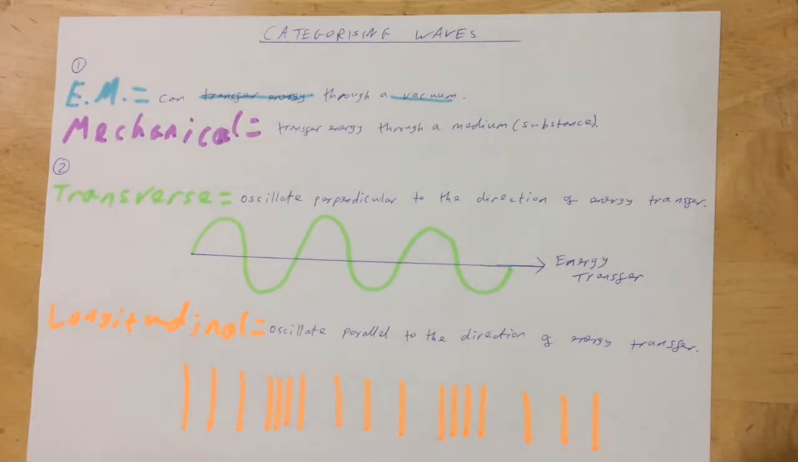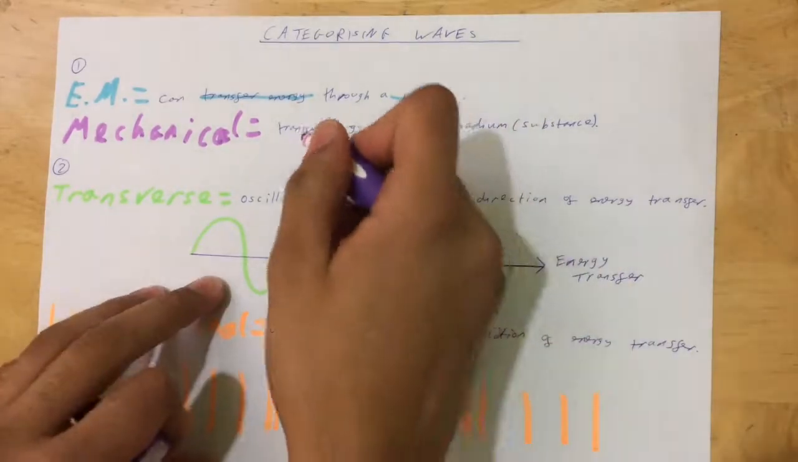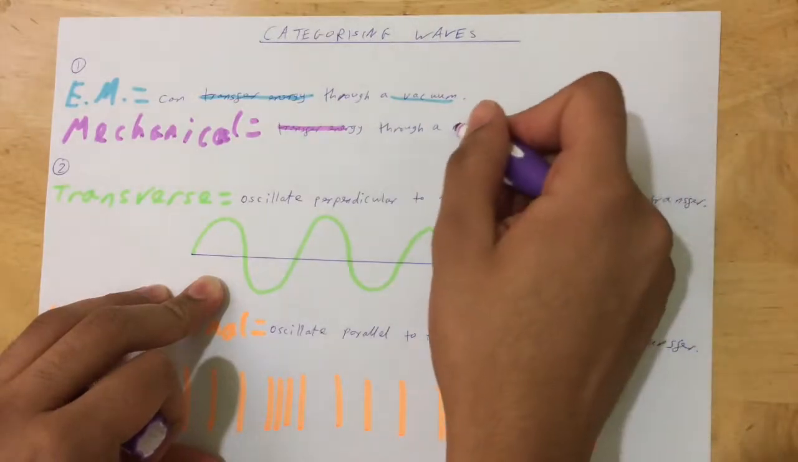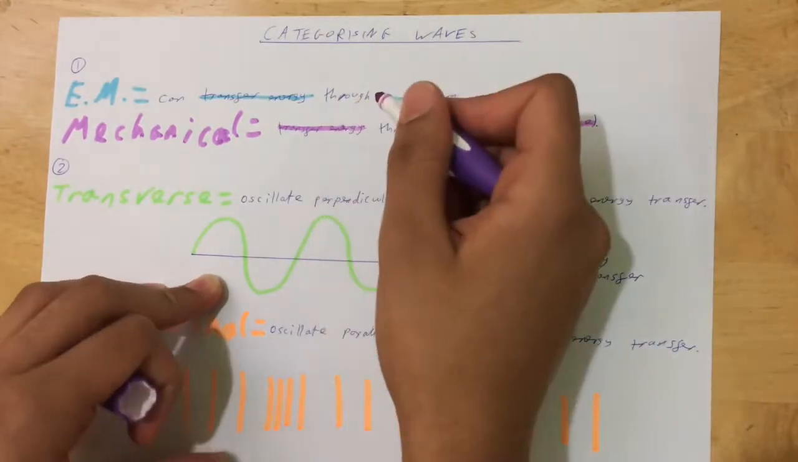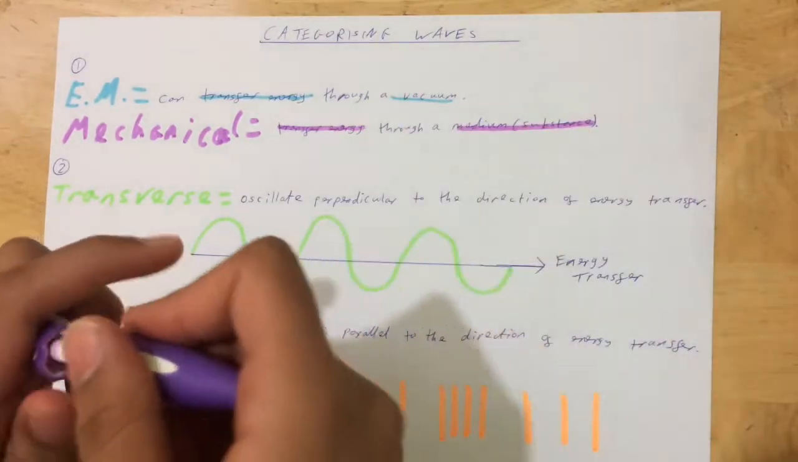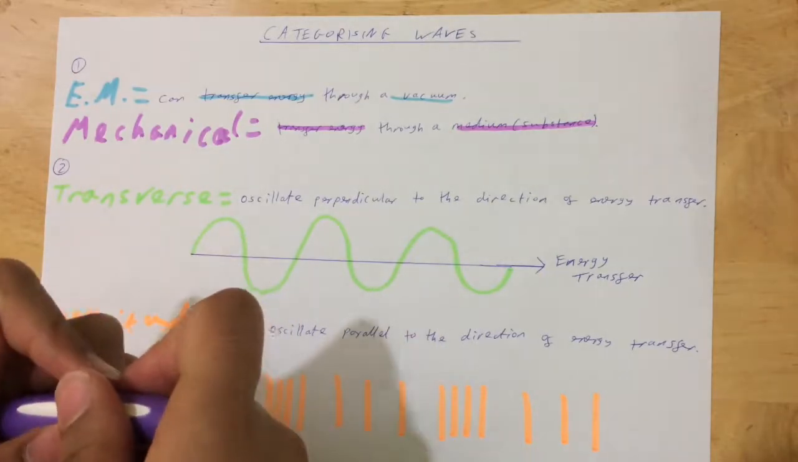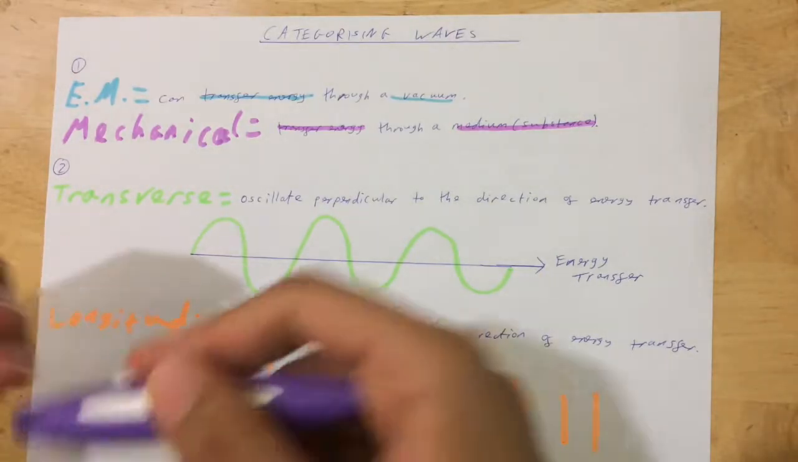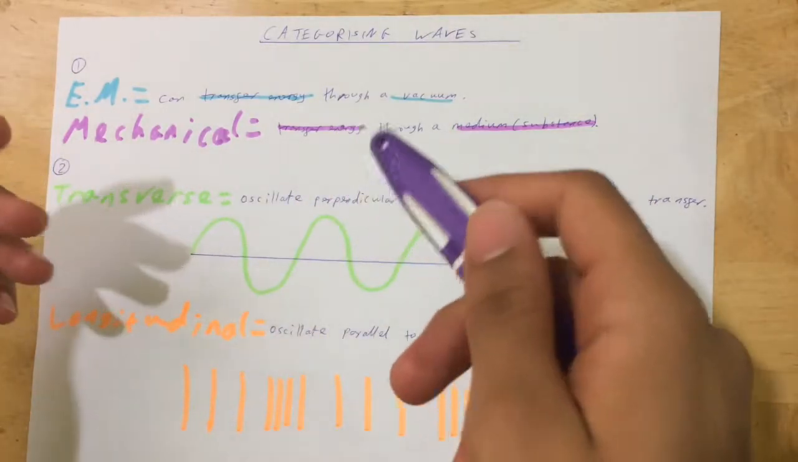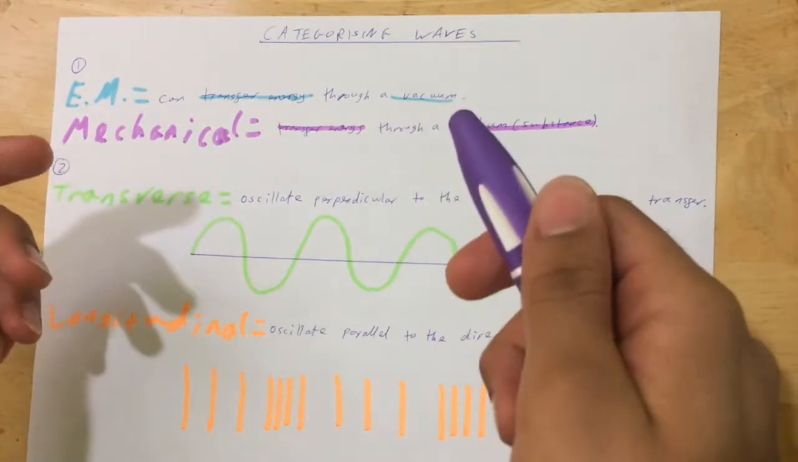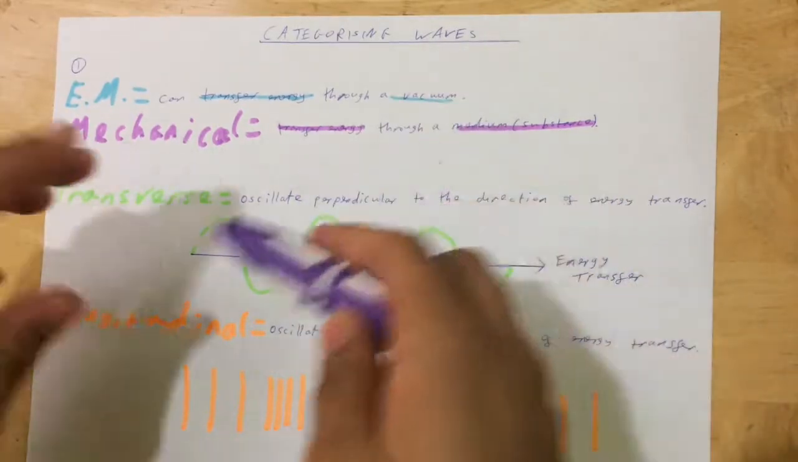A mechanical wave is a wave that transfers energy through a medium. A medium is just a substance. So mechanical waves need particles to transfer their energy, which is why mechanical waves cannot travel through a vacuum, because there are no particles.